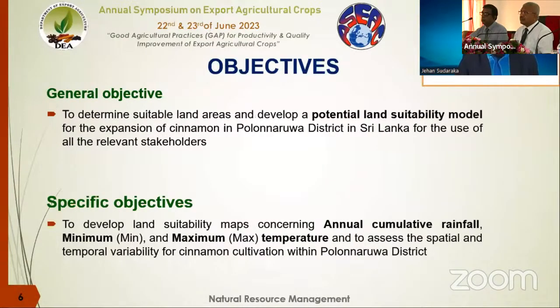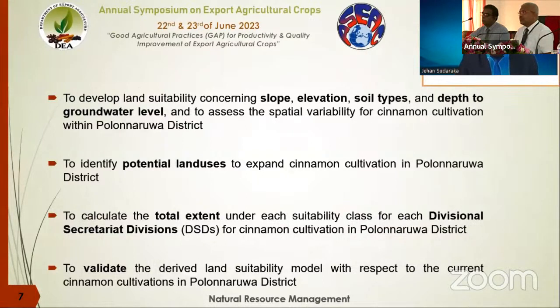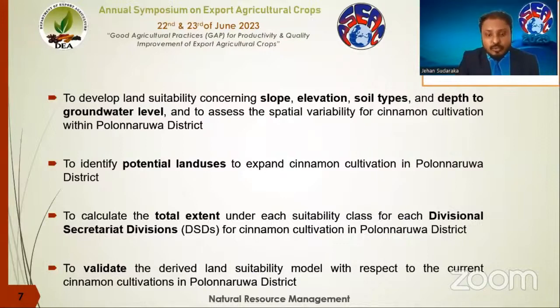As objectives, the general objective is to determine suitable areas and develop a potential land suitability model for expansion of cinnamon in Polonnaruwa district, Sri Lanka, for the use of relevant stakeholders. The specific objectives are to develop land suitability maps concerning annual cumulative rainfall, maximum temperature, minimum temperature, slope, elevation, soil types, and depth to groundwater level, to identify the potential land uses where we can expand cinnamon, to calculate the total land extent under each suitability class based on DSTs, and to validate the derived land suitability model.